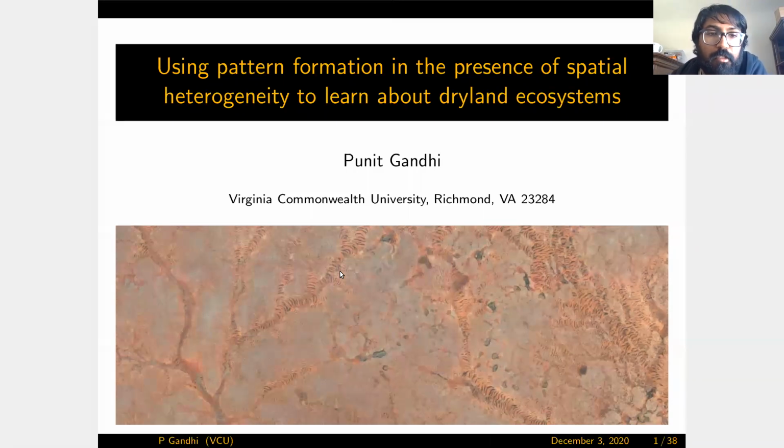Okay, and so in these very dry regions, we've observed that very strikingly regular patterns can appear of alternating dense vegetation and bare soil. And you can zoom in and look at the scales. I'm going to go to the next slide. Oh, can I go to the next slide?